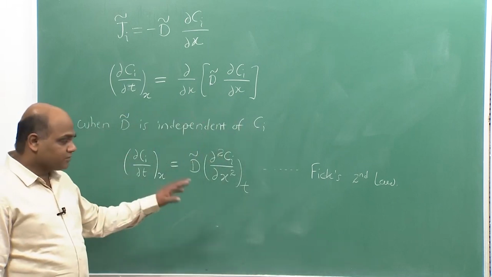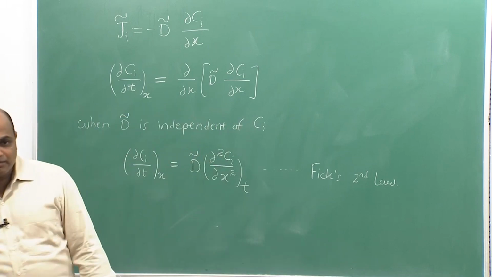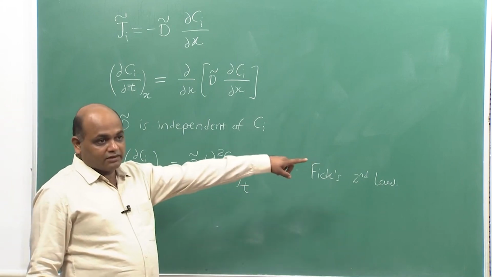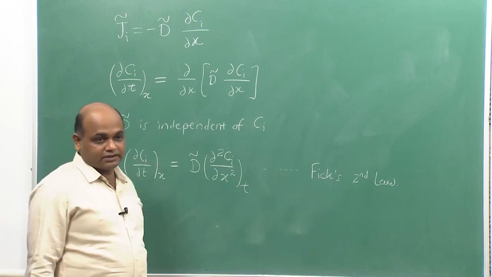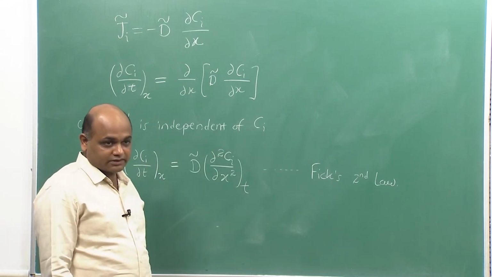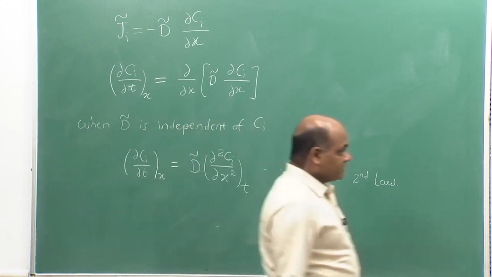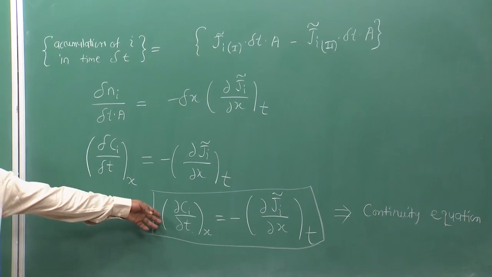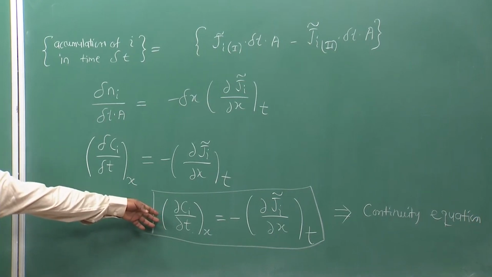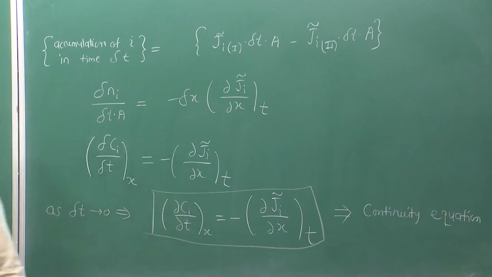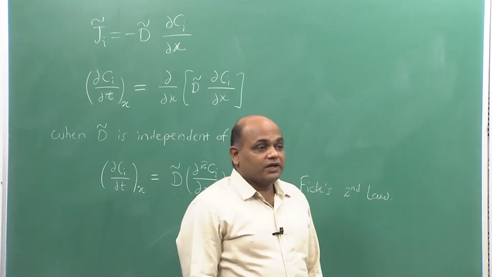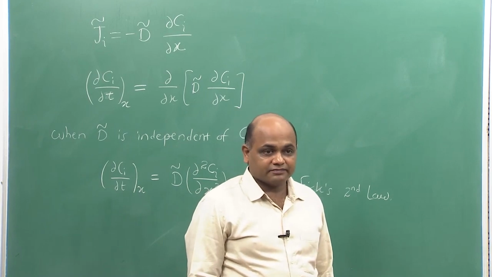Now, it is not exactly appropriate to mention this as Fick's second law, but it is popularly known as, because the fundamental equation is Fick's law equation, J tilde equal to minus d tilde dou C by dou x, and then the continuity equation is simply the principle of conservation. So, if you substitute Fick's law in the continuity equation, we get this equation. One more thing, this continuity equation is valid only in stationary frame of reference.